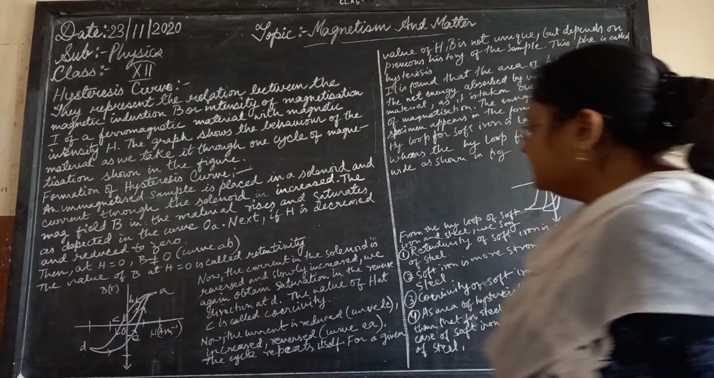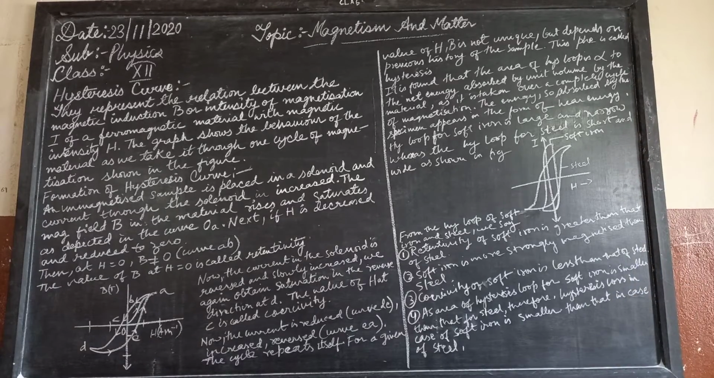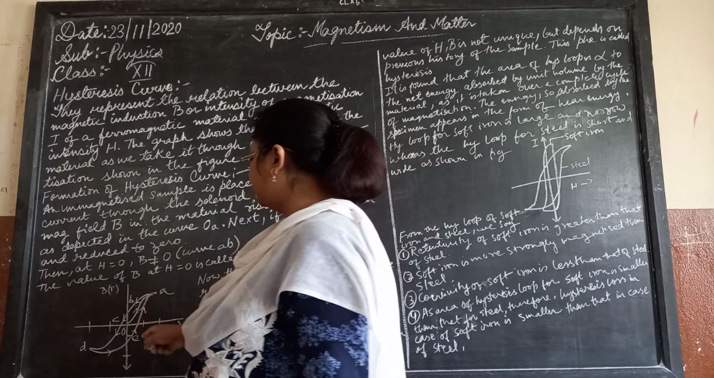Now the current in the solenoid is reversed and slowly increased. We obtain saturation in the reverse direction at D. The value of H at C is called the coercivity. Now if the current is reduced, we get curve DE. The current is reduced here and then reversed and increased, and that is the curve EA.